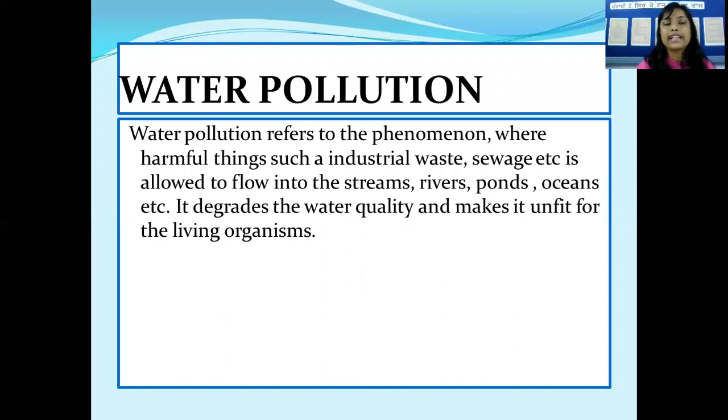So now next comes water pollution. Water pollution refers to the phenomenon where harmful things such as industrial waste, sewage, etc. are allowed to flow into streams, rivers, ponds, oceans, etc. Now, what is this flow actually causing? This flow is degrading the water quality and making it unfit for living organisms.